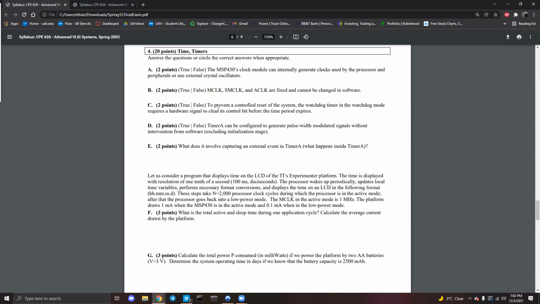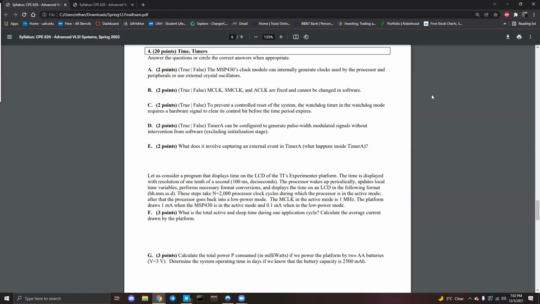All right, and then there's C. To prevent a controlled reset of the system, the watchdog timer in watchdog mode requires a hardware signal to clear its control bit before the time period expires. I think that's false. Yeah, it's software. It's not a hardware thing. Literally the only reason the watchdog timer exists is to generate some signals. And if you're using it as a controlled reset thing, it exists in case your code freezes and it's not pet within a certain amount of time. Yeah, it'll just reset.